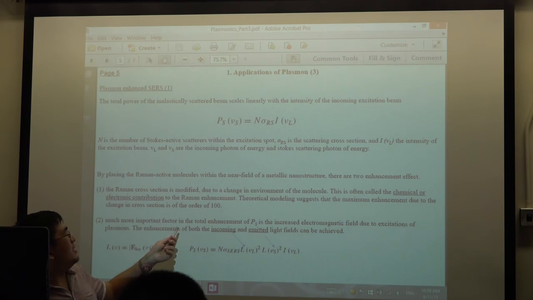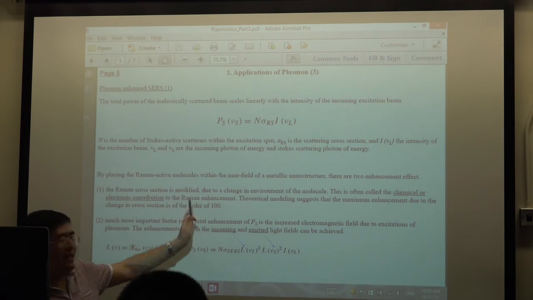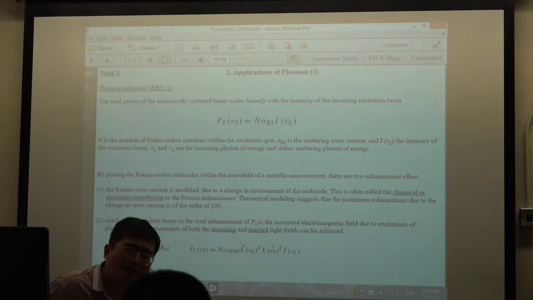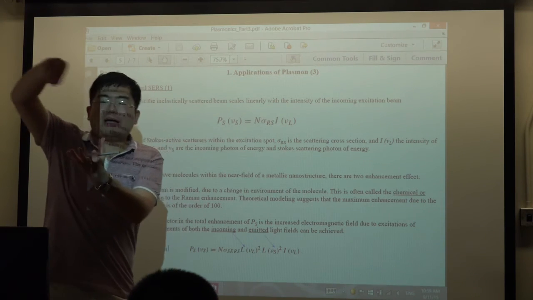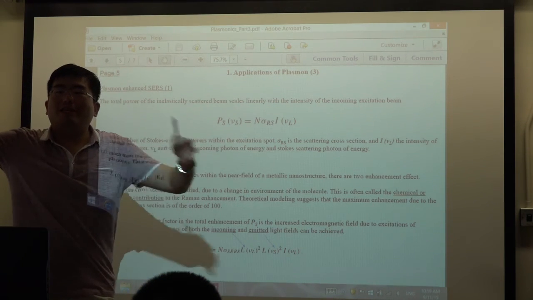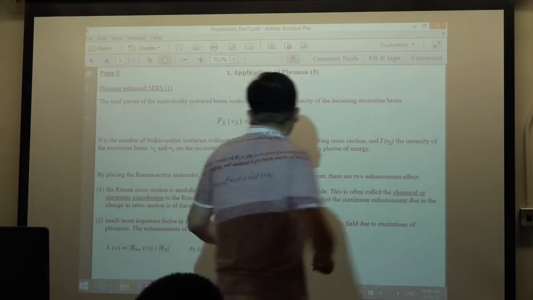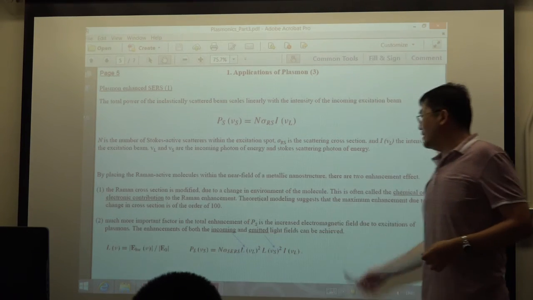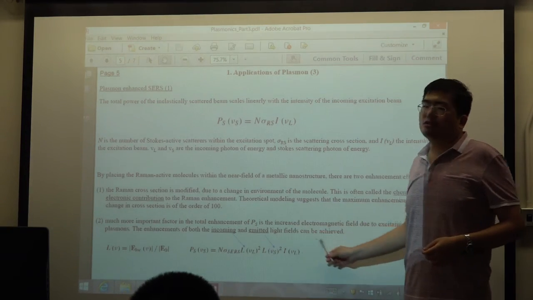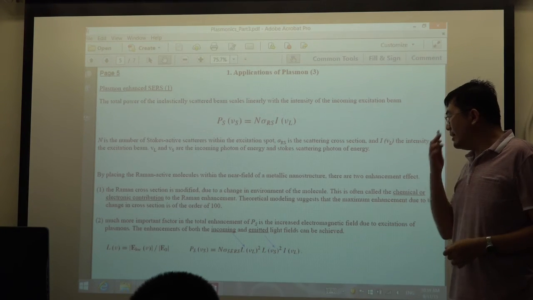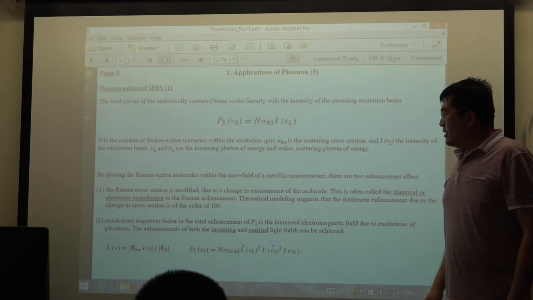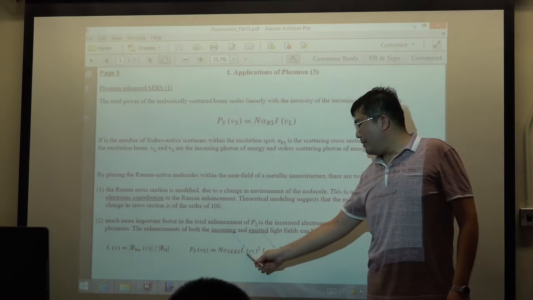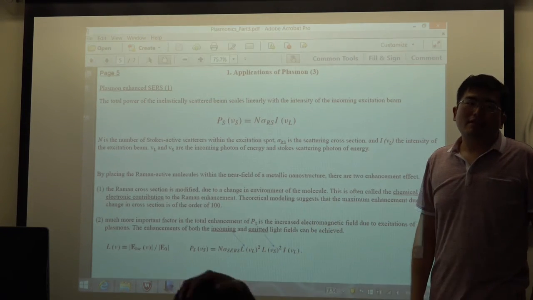But in the older theoretical models, I don't know which kind of model they use, they suggest it only can increase by 100 times. Because you put a molecule around this metallic nanoparticle, they change some chemical properties, but only 100 times. But a much more important factor in the total enhancement is the EM enhancement, electromagnetic enhancement. This is the important thing. The enhancement has two parts: one is the incoming wave, another is the emitted wave.